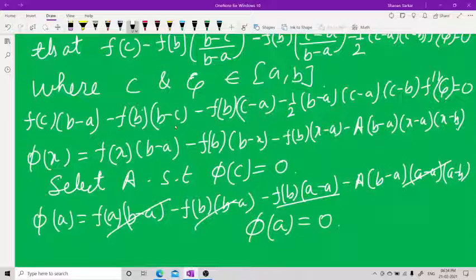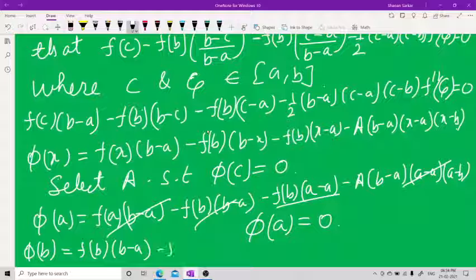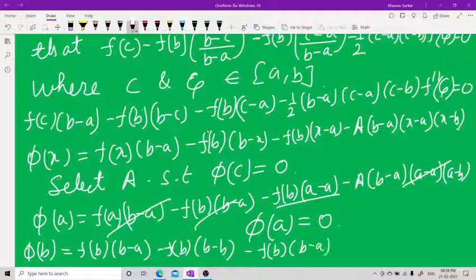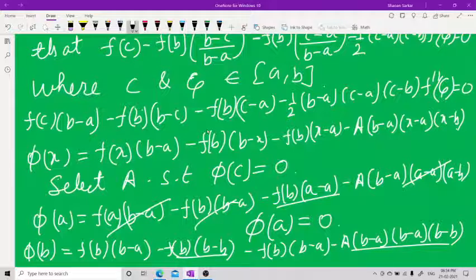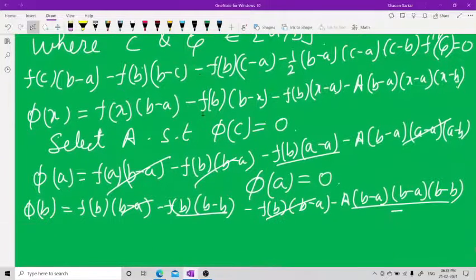Very important this. Now let's find phi of B. Phi of B is f(b)(b minus a) minus f(b)(b minus b) minus f(b)(b minus a) and minus A(b minus a)(b minus a)... So this becomes 0. This becomes 0. This and this cancel out. So phi of B also becomes 0.